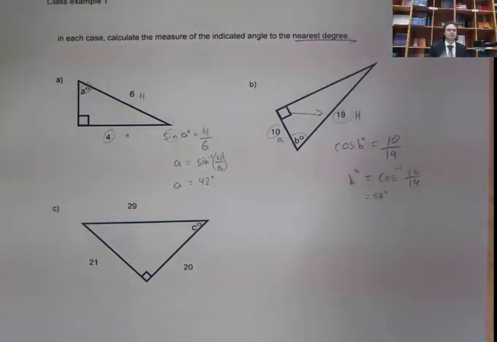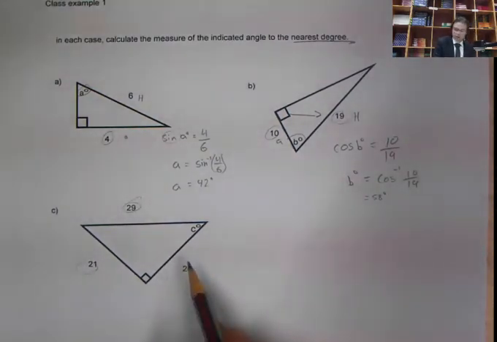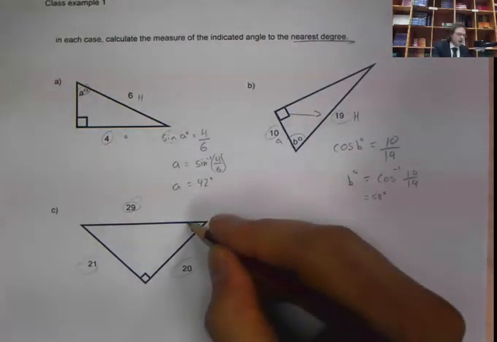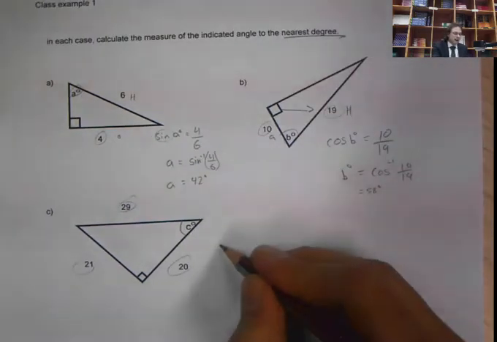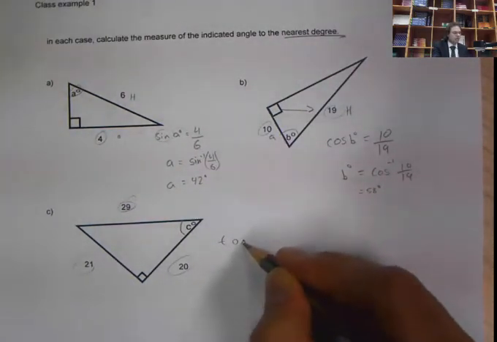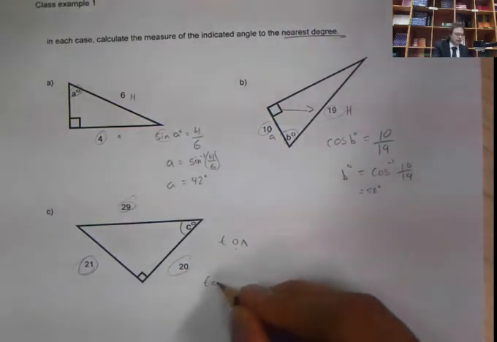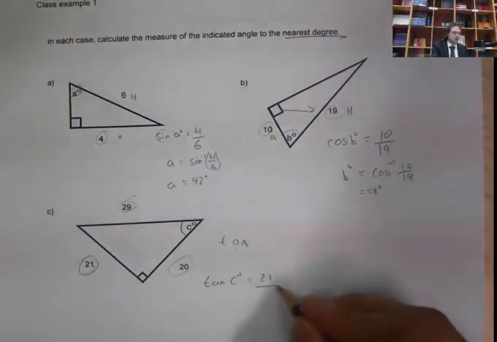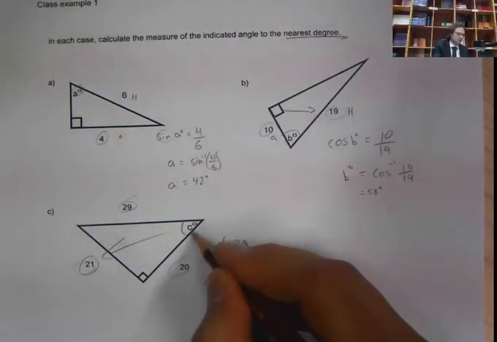We're looking at C. Well, there's many ways I could solve for C. I know this is 29, I know this is 21, and I know this is 20. So we could choose whichever one. I am going to use tan, because we haven't used tan yet. What is tan? Tan is TOA, right? It's opposite over adjacent. So tan C is equal to opposite, so 21, all over the adjacent, which is 20.